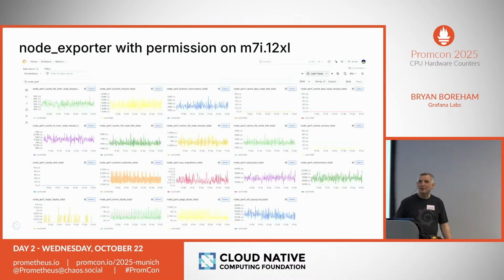Anyway, so now we've got many more metrics. This is just running exactly the same command with the paranoid setting turned down on a different machine, and we get hardware counters. You may be a little bit too small to read, but we've got cache refs total.